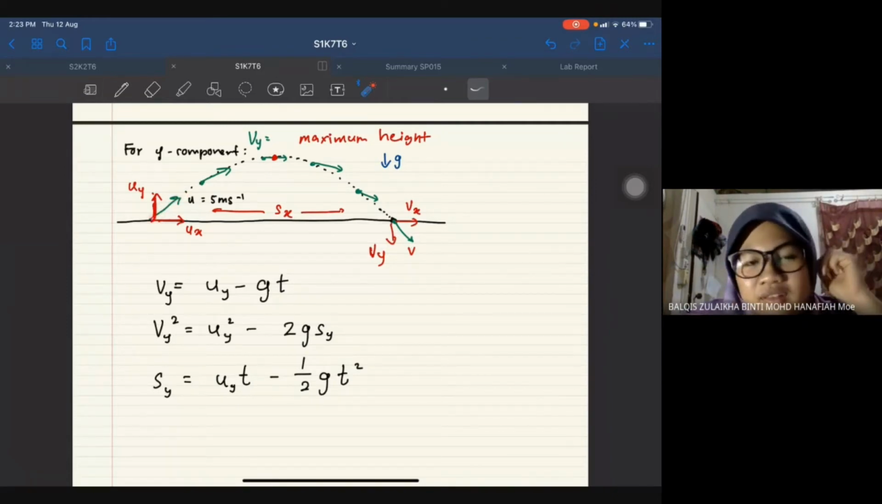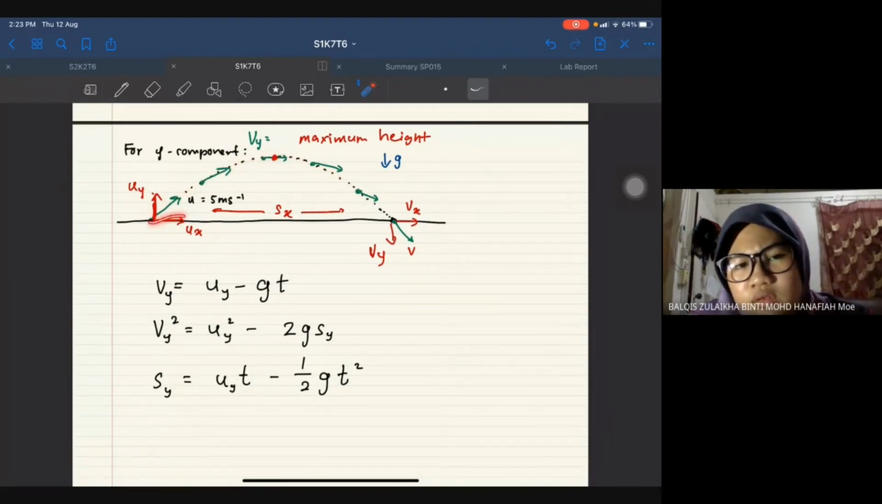Okay, so even though this one is moving, like it is at the same time it's moving to the right and at the same time it's moving upwards kan, but you have to treat separately. Kamu kena anggap dia macam dua benda berbeza lah. So kalau yang moving upwards tu, sebenarnya you can treat that one like a ball lah. Contoh kalau ball ni kan, kamu baling dia ke atas, dia naik, dan dia turun bawah.